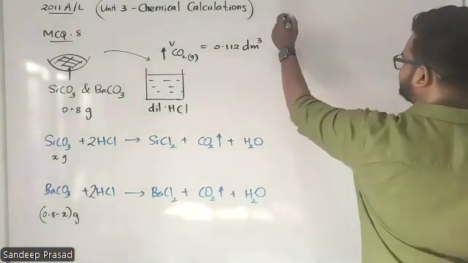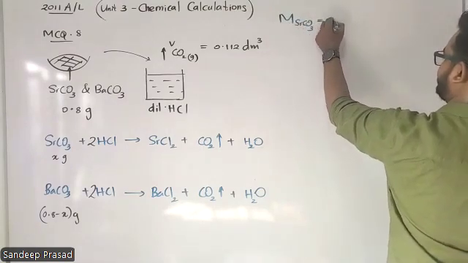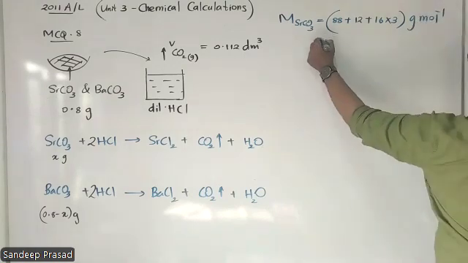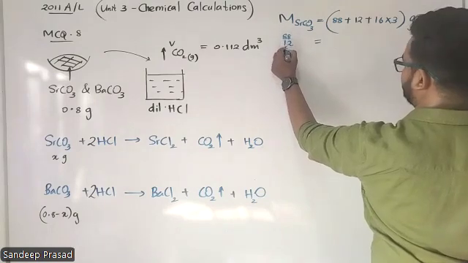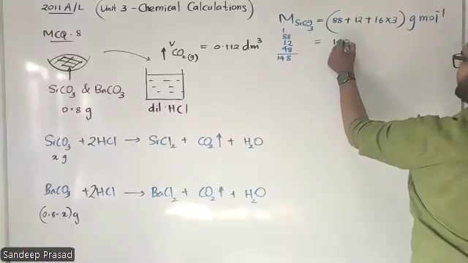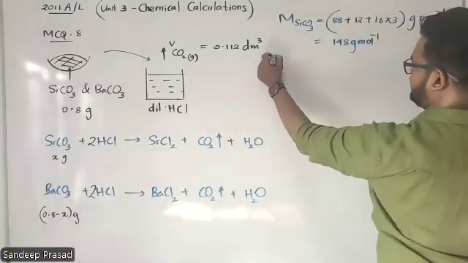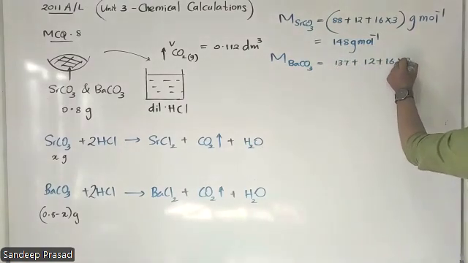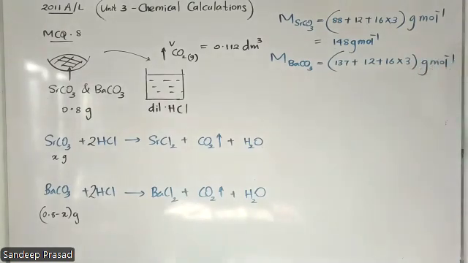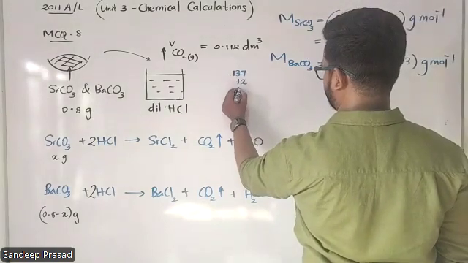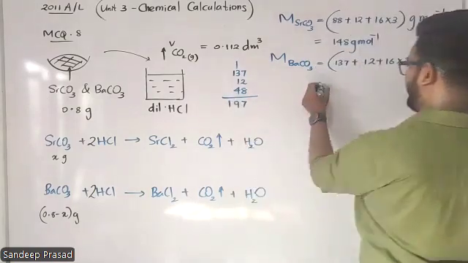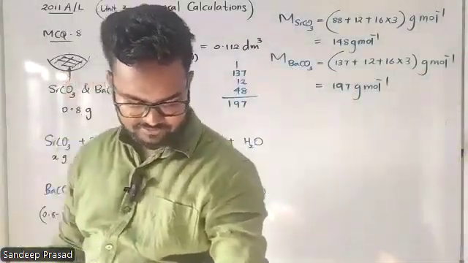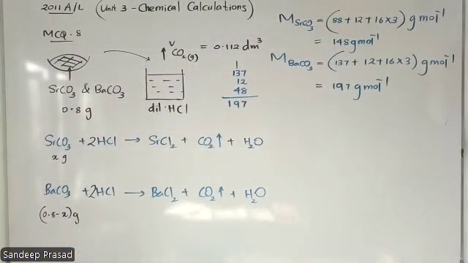What is the molar mass of strontium carbonate? Strontium 88, carbon 12, oxygen 16 into 3 grams per mole. And I can say that 88 plus 12 plus 48, 148 grams per mole. What is the molar mass of barium carbonate? Barium 137, carbon 12, oxygen 16 into 3 grams per mole. 197 grams per mole. Molar mass of barium carbonate, right? In this way.